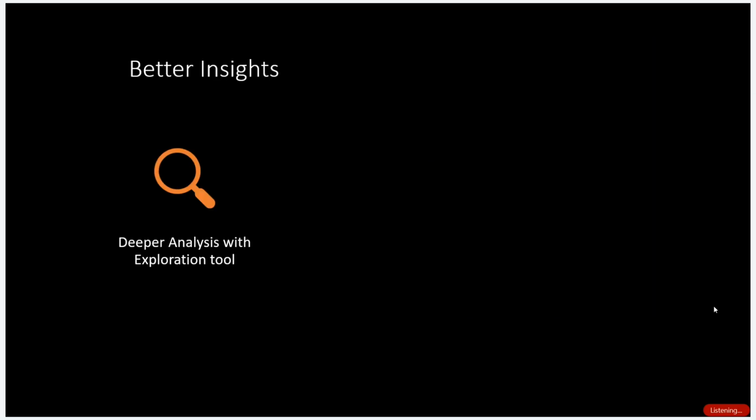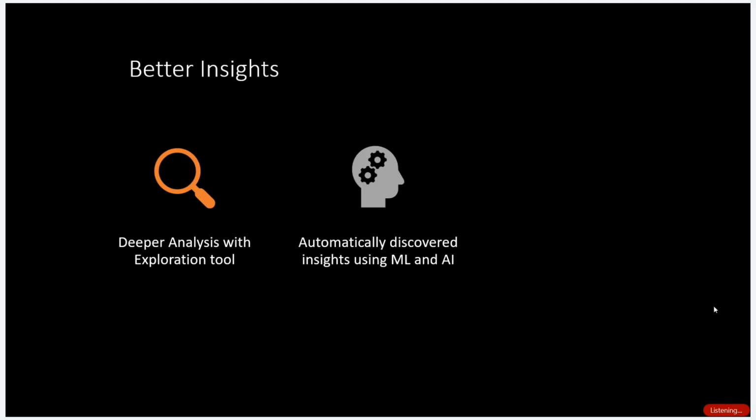Better insights: you have deeper analysis with the exploration tool, and automatically discovered insights using ML and AI. So within the interface, Google Analytics also surfaces some insights that tell you, hey, how your site or app is performing, and they're using machine learning to figure that out. And then you can even ask questions there. You can go in and type in certain things and say, how is my traffic on this day?